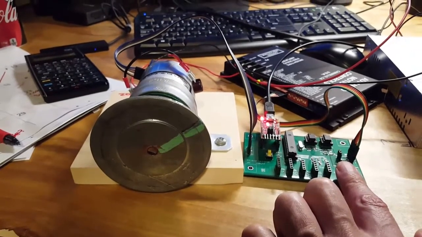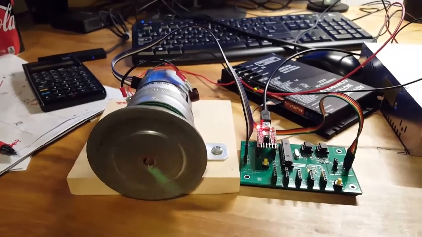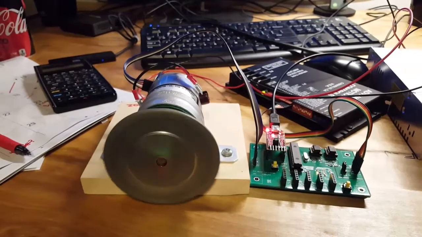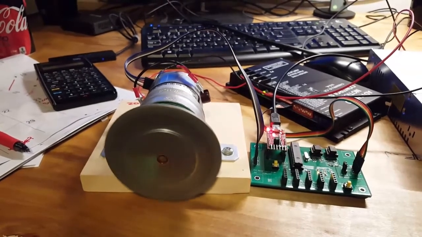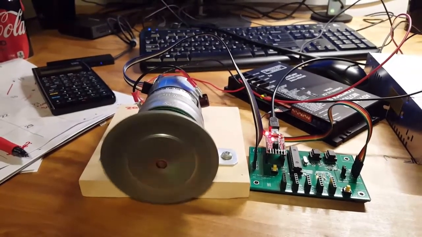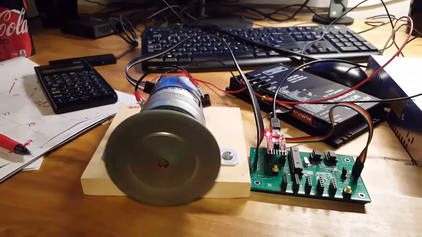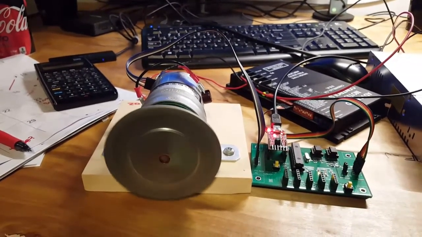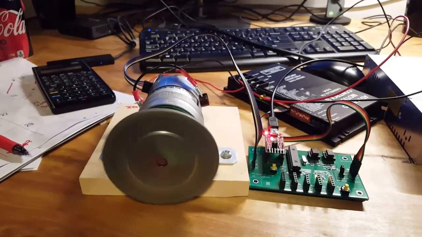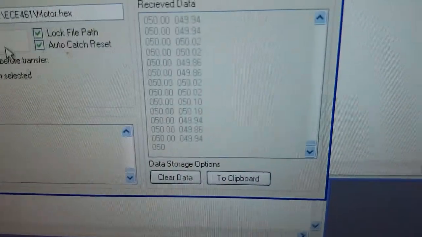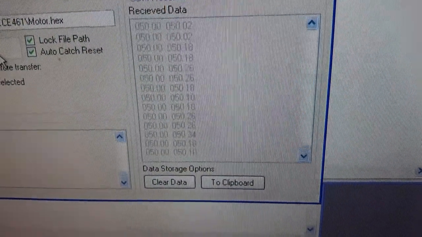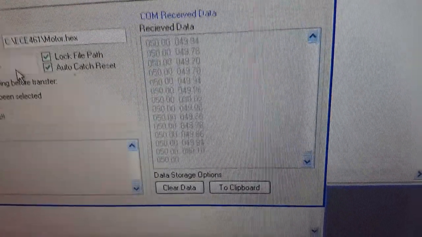I'm currently making the set point 0, and it stopped. I now make the set point 50 radians per second, and the integrator slowly ramps up, increasing the speed. And at steady state, it's whatever voltage it takes to force the actual speed to match the desired speed. And you can see that on here. The first column is the desired speed. The second column is the actual speed.